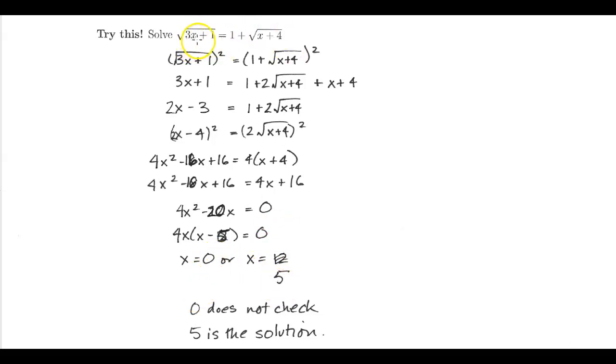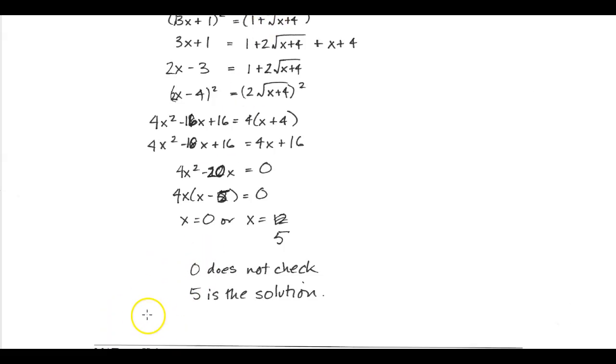If we put 0 in, we get 1 on the left and we get 3 on the right. So 0 does not check. If we put 5 in, we get the square root of 16, which is 4 on the left, and 1 plus the square root of 9 is 3, and we get 4 on the right. So 5 does check.